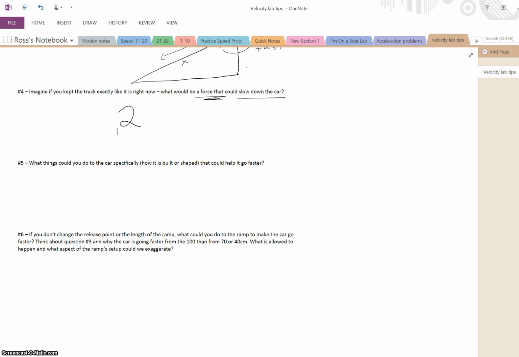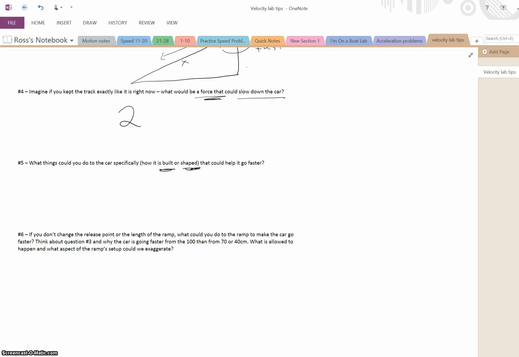Number 5 is saying, how could you improve your car to make it roll faster? Explain why this improves its speed. So again, it asks you to explain not just what you would do, but why this is going to make it go faster. So what things could you do to the car specifically, how it is built or how it is shaped, that could help it go faster? So not just to the track, right? We're not asking about changing the track to make it go faster. The car specifically, how it's built or how it is shaped, or if you want to add some kind of component to it, or you want to do something to the wheels or to the axles or to whatever, right? Think about what you could change on the car.